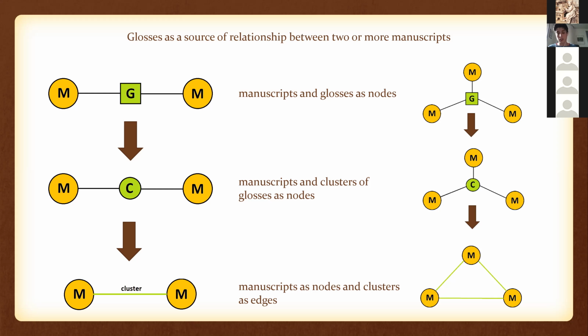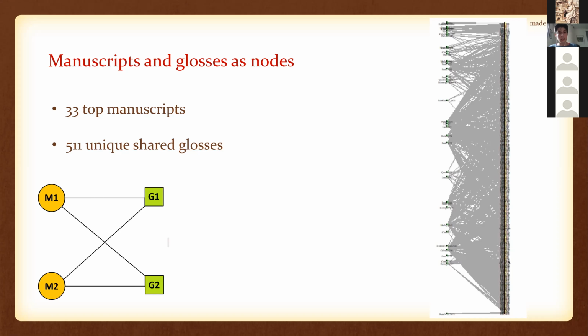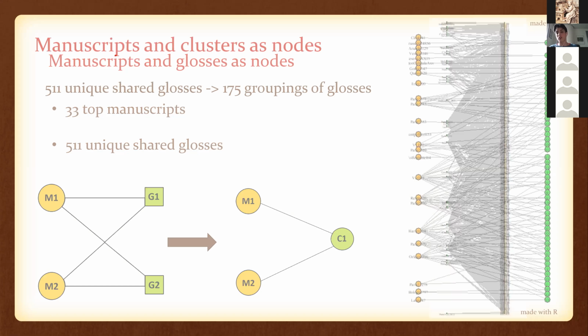So let us start at the beginning. The very first step: if we plot the top 33 manuscripts on one side and all 511 unique shared glosses on the other side with their labels, this is the kind of bipartite representation you can get. We can immediately simplify it because this is quite difficult. Instead, we can look at which glosses always travel together or appear together and say this is going to be a grouping of some sort. And instead of 511 unique shared glosses, we can get 275 groupings of glosses.